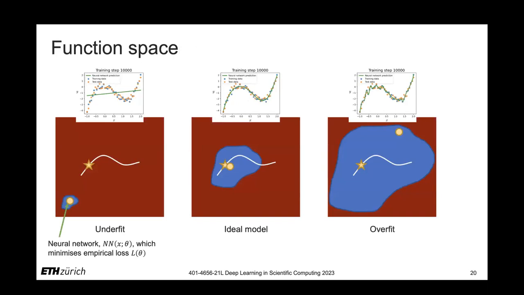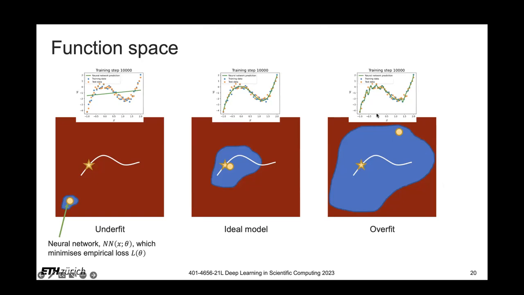Okay, so we have this idea of the function space again. And so I'm going to explain regularization techniques, which is a way to reduce overfitting. So the problem here is that the network represents many functions, and the one that minimizes the empirical loss is far away from the true model, and it just really fits the training data instead of getting a true function.